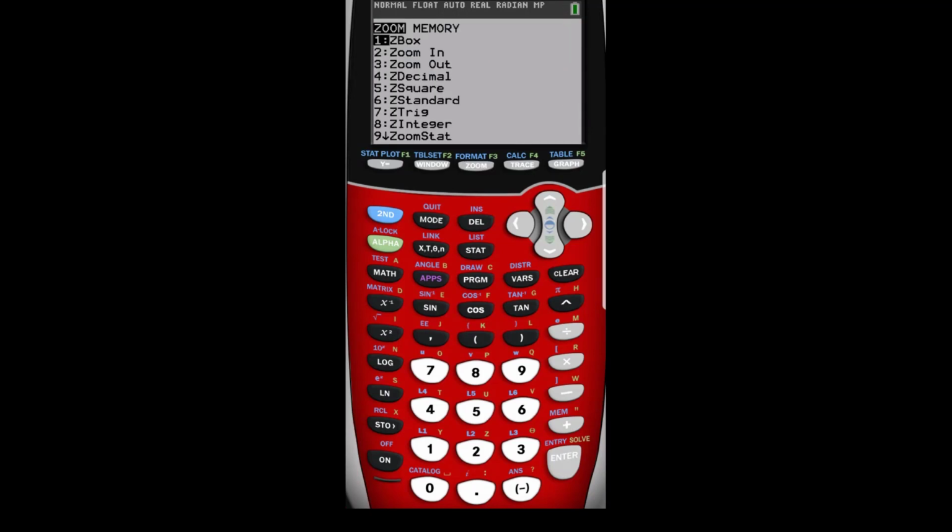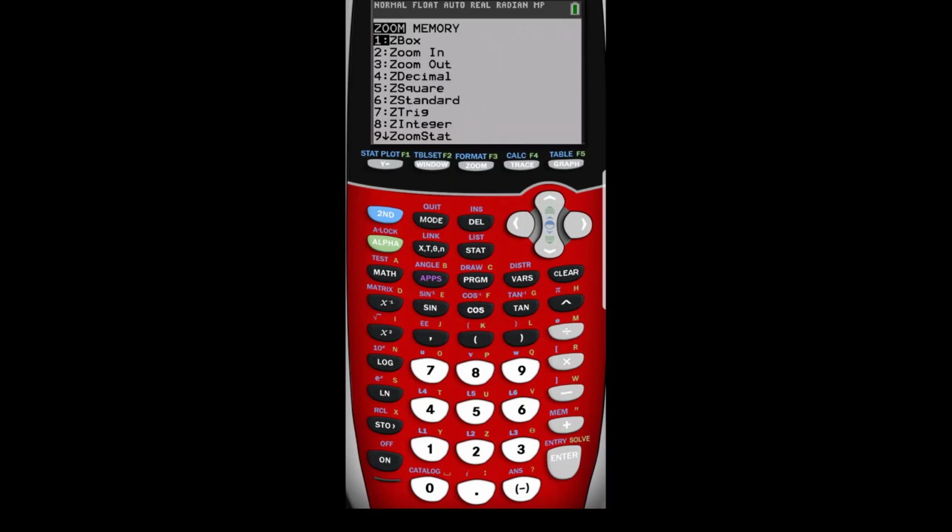You push zoom, and then 6. So the standard window. And what that's going to do is it's going to make it a 10 by 10 grid. In this case, it didn't change mine, but if yours was messed up from the previous problem, it might change. So what I want to do is solve this equation. And since I set it equal to 0, to solve it, I find the x-intercept. So unfortunately, I can see it. It's somewhere around right there. However, I need to zoom in.